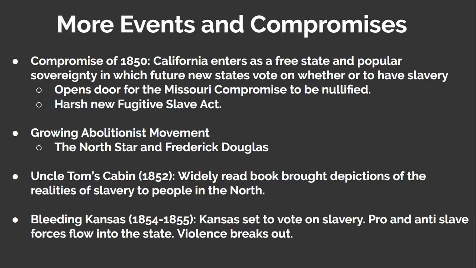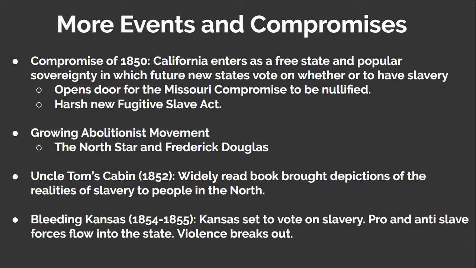So, some more events and compromises. Another big one was the Compromise of 1850. After the Mexican-American War, the United States had acquired a lot more territory, all of the Southwest. And California, because of a gold rush, had its population rapidly increasing and was able to apply for statehood. So California enters as part of the compromise as a free state.